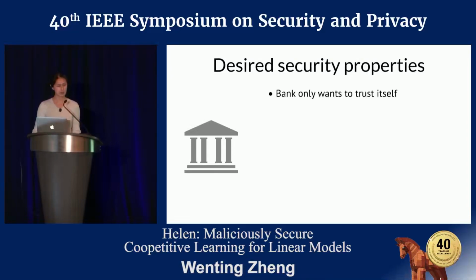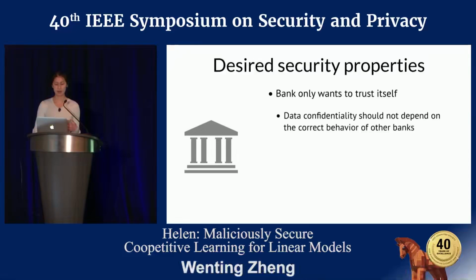From a bank's perspective, what the bank wants is to only trust itself. It wants to make sure that its data confidentiality does not depend on the correct behavior of other banks, and that its data privacy is guaranteed even if all other banks misbehave. Here I want to emphasize that our coopetitive setting is a little bit different from the federated setting that was mentioned earlier, in that we assume the banks also do not want to leak the intermediate global models either.